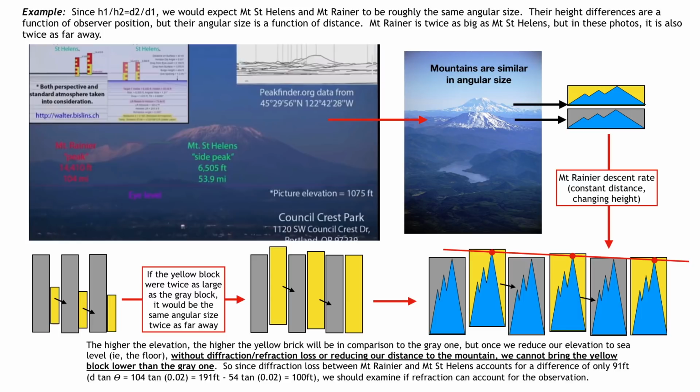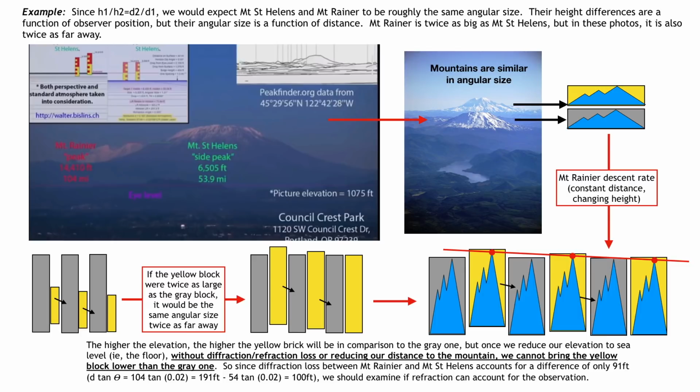And if I just put some mountains within the gray and yellow block and reduce my observer height, we can see that once we get down to the base level, their peaks should be roughly the same height. But before that, Mount Rainier should have a taller or higher peak within the frame than Mount St. Helens. So the higher the elevation, the higher the yellow brick will be in comparison to the gray one. But once we reduce our elevation to sea level, i.e. the floor, without diffraction or refraction loss, or reducing our distance to the mountain, we cannot bring the yellow block lower than the gray one.